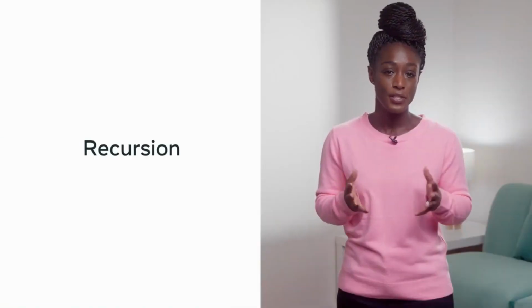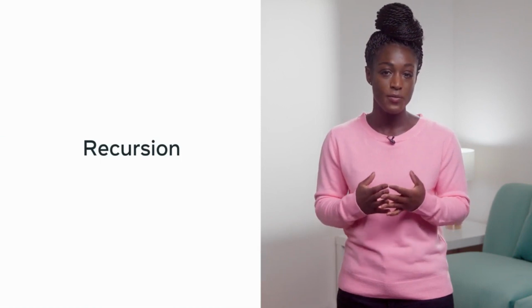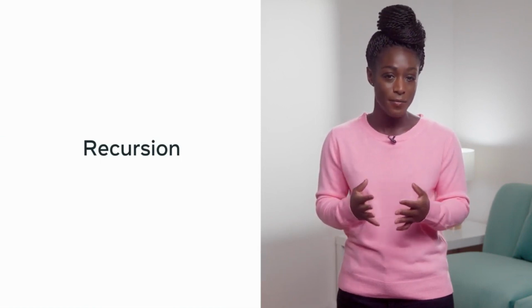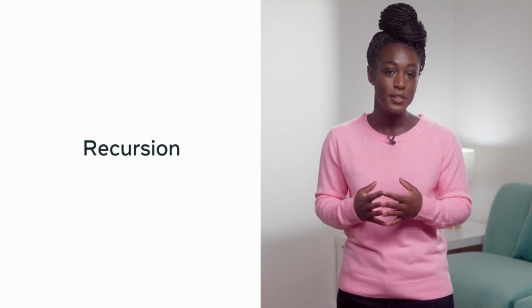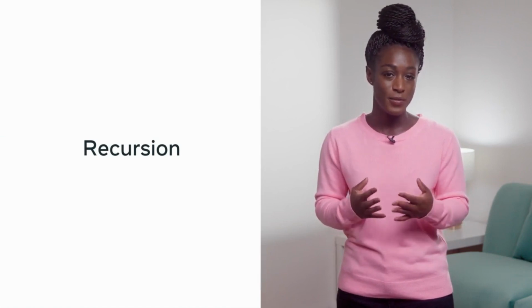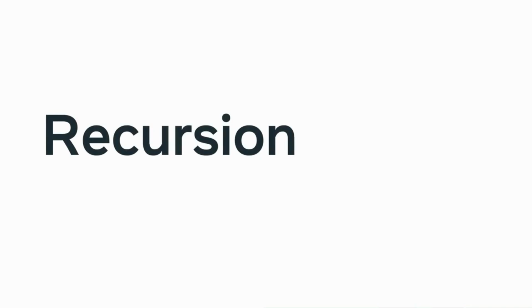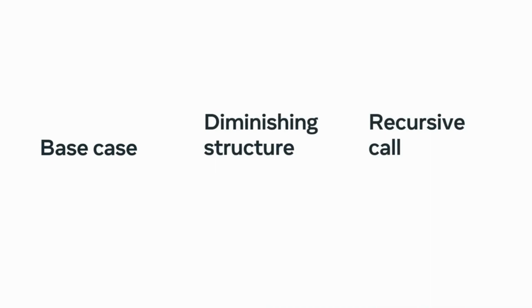An alternative approach to solving a problem than a loop is recursion. The practice of having functions call themselves is referred to as recursion and is the focus of this video. Recursion is when a function calls itself with a smaller instance of a problem repeatedly until some exit condition is met. So what is required for recursion? There are three requirements for implementing a recursive solution, namely the base case, the diminishing structure, and the recursive call.